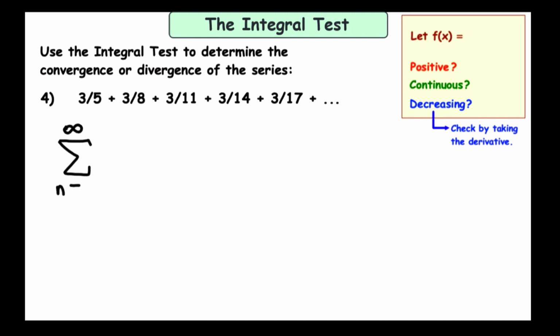Usually this index is either a 1 or a 0. I'm going to make it a 1. If I change my mind later, I'll change the 1 to a 0. No big deal. I do see that every single term has a 3 in the numerator, so I will put a 3 in my formula.